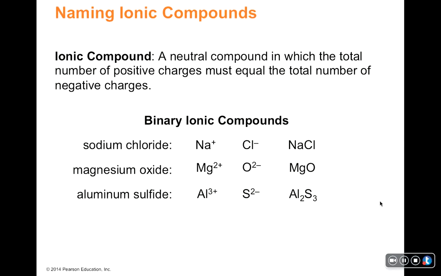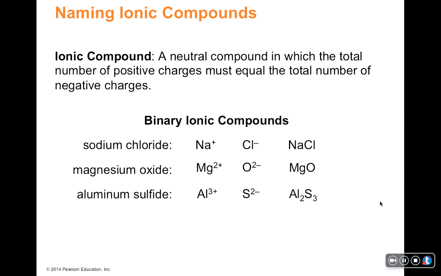Again, the way to go about this, sort of the trick there, is to use the charges and essentially swap them and place those as subscripts. The caveat here is you need to make sure that you can't divide through by the same number and get smaller numbers. So again, if you look at magnesium oxide, if I use that same skill, I would end up with Mg2O2. But I can divide all the way through and end up with MgO, which you should always do. Let me say it differently. Mg2O2 would be incorrect on an exam.